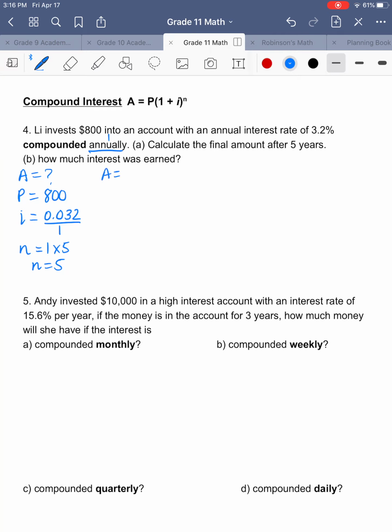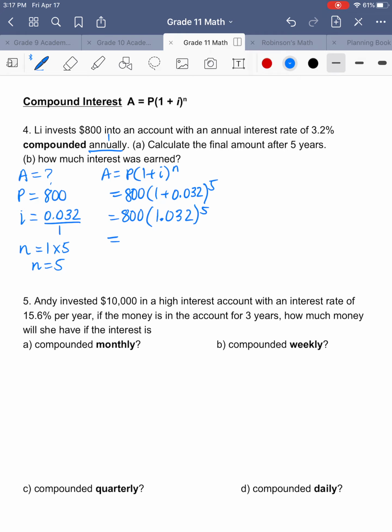So let's write out our formula again so that we can memorize it. So we have A is equal to P times (1 plus I) to the power of N. So P is 800, and then we have 1 plus 0.032. We don't need to put that divided by 1 there. And then the power N is 5. Now at this point you should be able to actually plug it all into your calculator. I'm just going to write down one more step here. So 1 plus 0.032 is 1.032, and that to the power of 5.